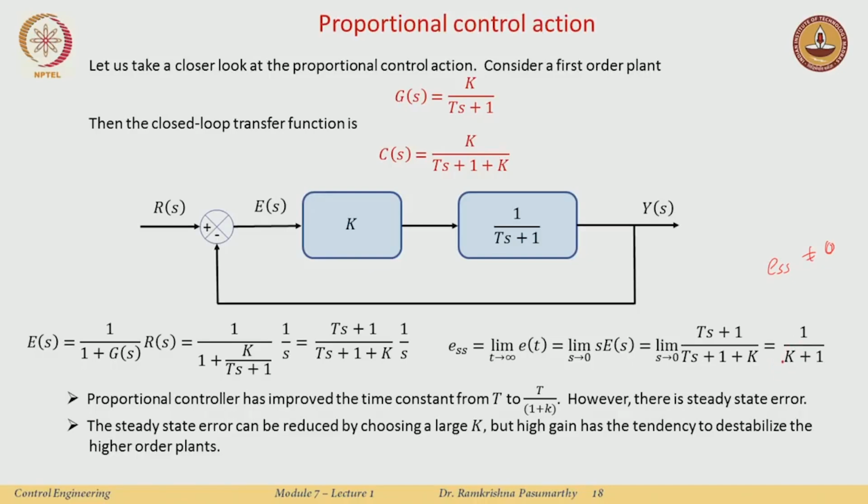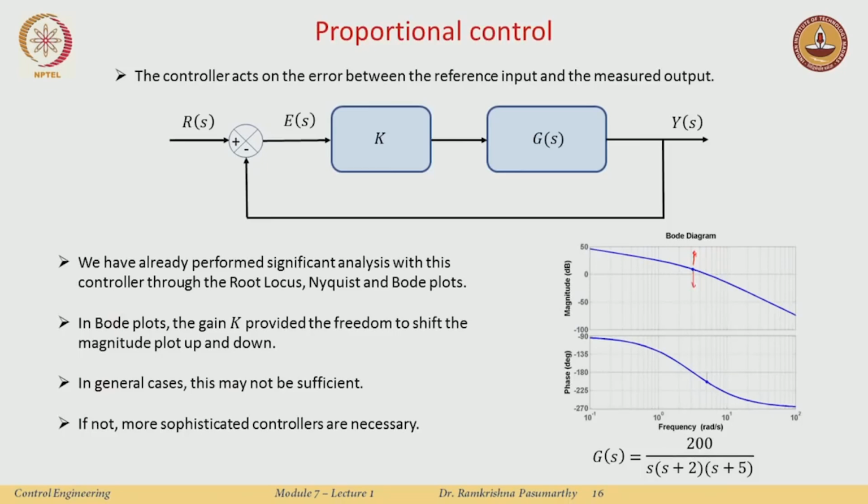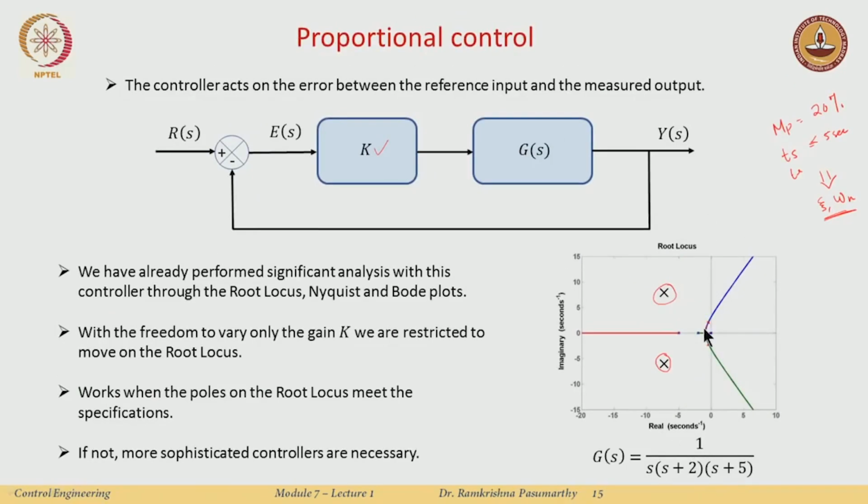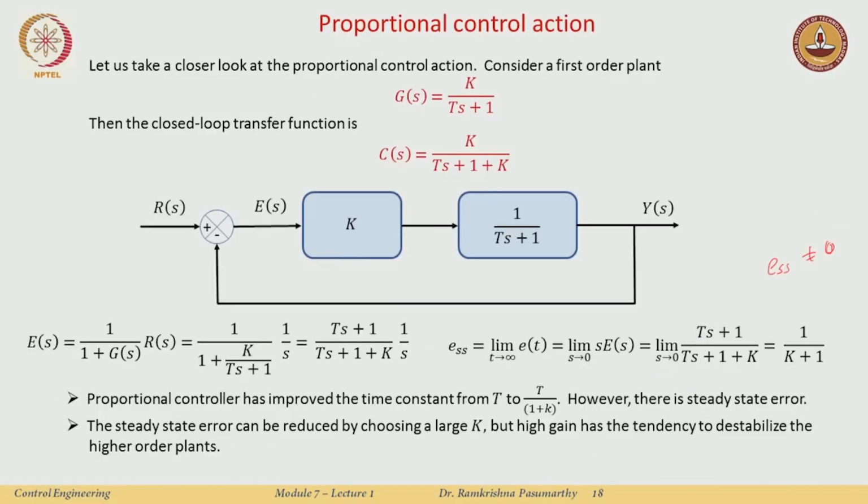But this may not always be practically possible or even desirable, because I might amplify unwanted signals and so on. In some cases of higher order plants, of which I will show you an example, increasing the gain could also have the tendency to destabilize the system. For example, if I look at this root locus and just keep on increasing the gain, I notice that I am on the verge of instability, and that is not desirable. So, the proportional controller improves the response of the system and also helps lessen the steady state error, but only up to some factor. I just cannot get it to 0.